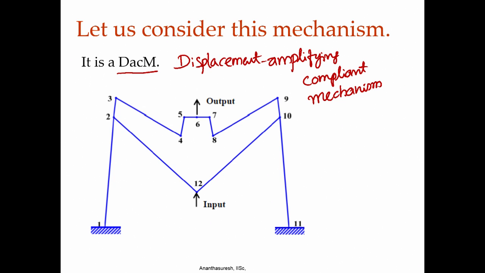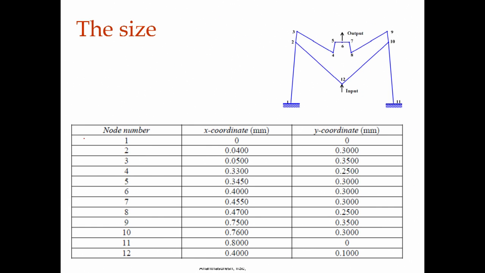In this case, first we have the nodes 1, 2, 3 and 4 and so forth, and we also have segment 1, segment 2 and so forth. So, let us say this information is given to us. We have in a database a lot of compliant mechanisms, each of them with the node number and then x coordinate, y coordinate. What size it is does not matter. The size of this is given here.